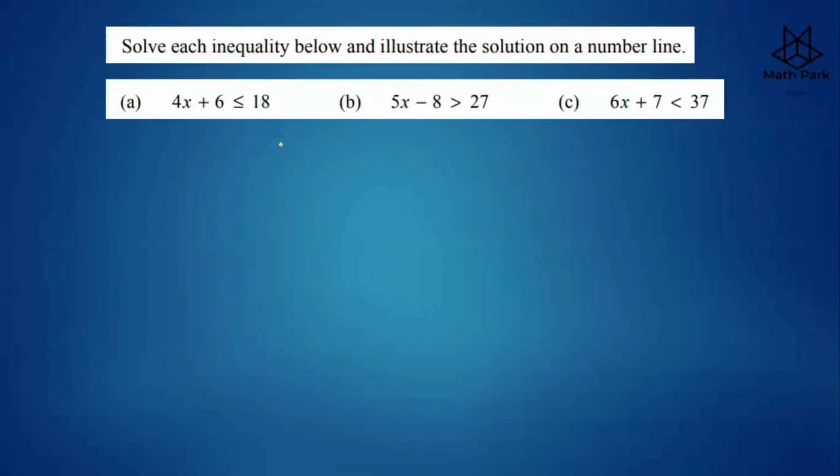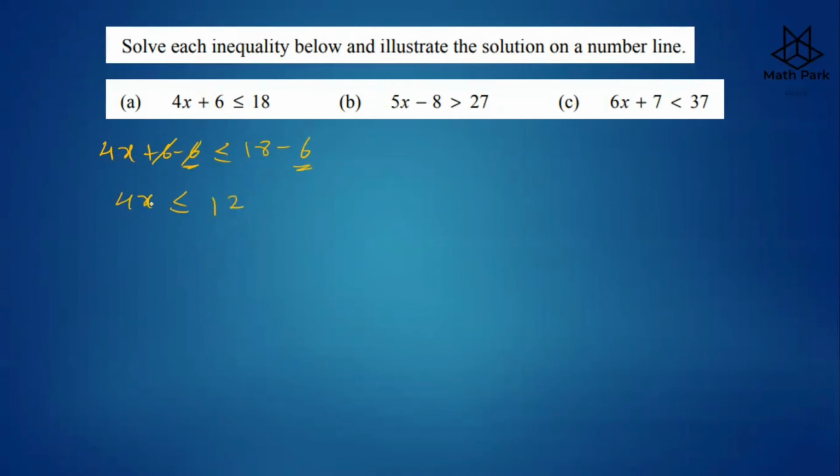I'll be solving 2 for you and 1 you are going to do yourself. So I'll begin with A. We have 4x plus 6 less than or equal to 18. Now plus 6, so you'll have to subtract 6 from both ends. So we get 4x plus 6 minus 6 is less than or equal to 18 minus 6. What did we do? We subtracted 6 from both ends. So 6 minus 6 got 0. We got 4x is less than or equal to 18 minus 6, which is 12.